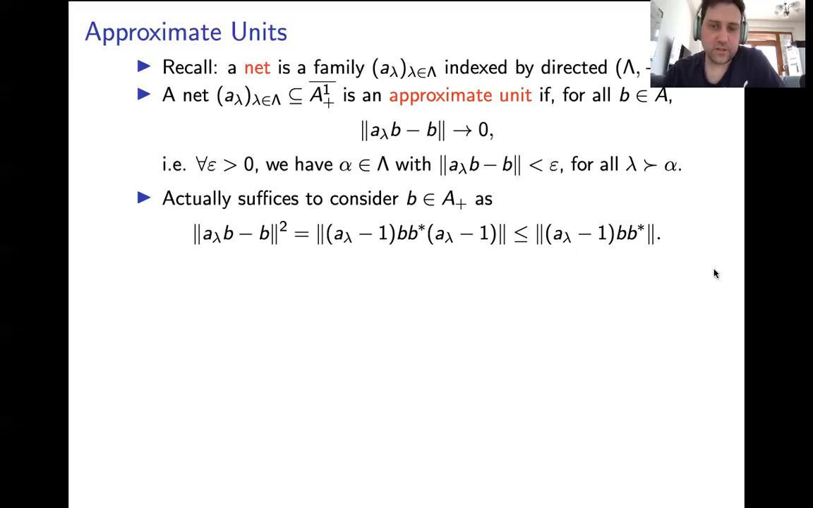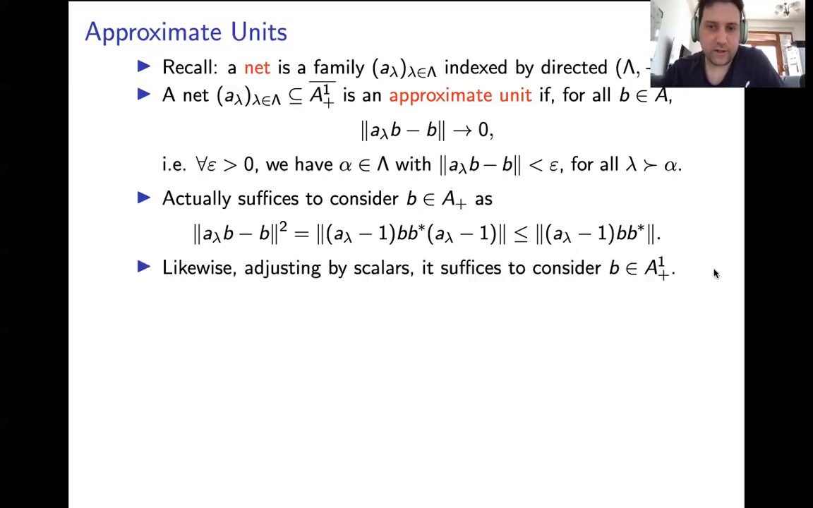So really, I don't need to show something is an approximate unit for the whole thing. I really only have to show it for positive elements. And in fact, I don't even have to use arbitrary positive elements. Again, a very simple argument says that I can rescale an arbitrary positive element to ensure it lies within the open positive unit ball. And then as long as it's an approximate unit for those guys, it has to be an approximate unit for arbitrary positive and hence arbitrary elements.